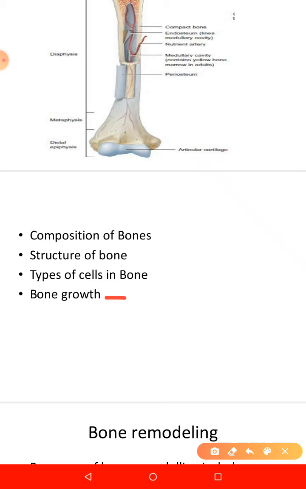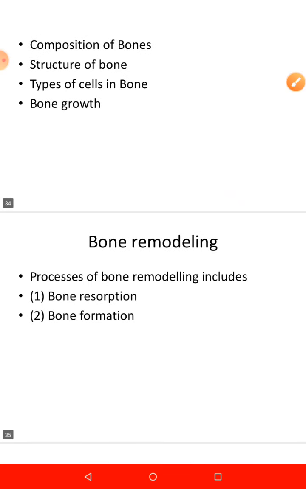So this is where growth, the lengthening of bones, takes place at the epiphyseal plate. Now there is this concept called bone remodeling. What's the definition of bone remodeling? This is a dynamic, lifelong process in which old bone is resorbed and new bone is formed.